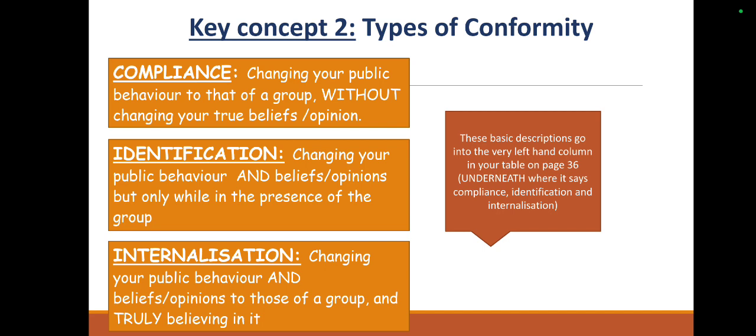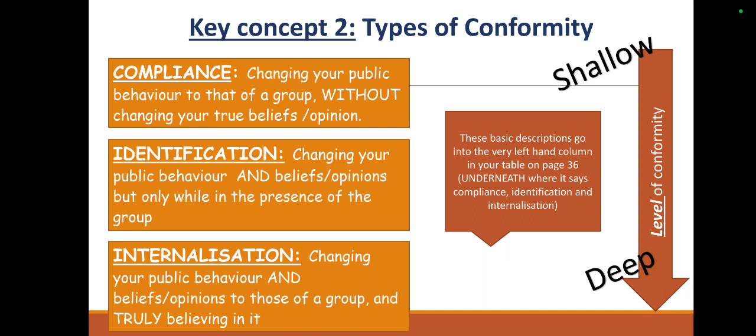So let's write these in to begin with, okay? We've got compliance, identification, and internalisation. And you can also see that on the right-hand side of your page, there is an arrow to indicate that these go from very shallow levels of conformity, okay, to very deep levels of conformity. So compliance, going in that very left-hand column, is to change your public behaviour to that of a group without changing your true opinions. So it is the shallowest type of conformity, and it's the one that we all do the most. So you just go along with something, okay?